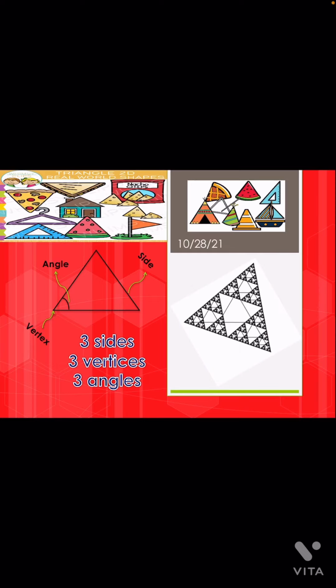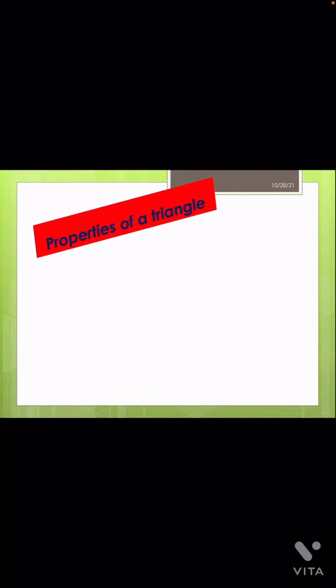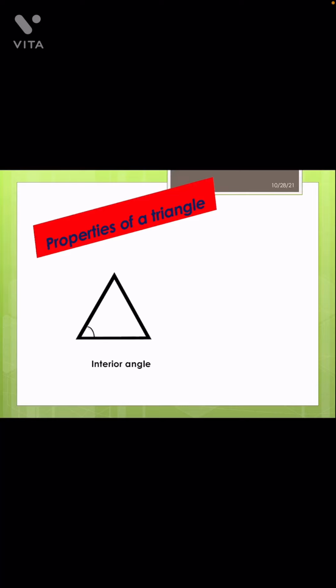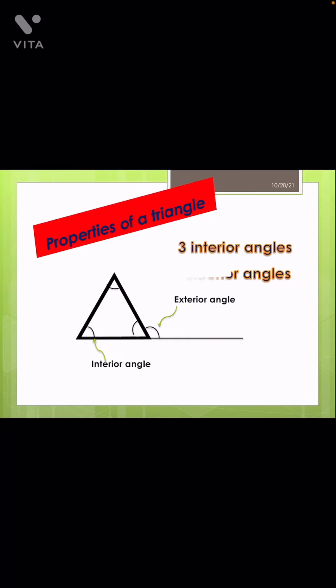Let's have a look at the properties of triangles. An interior angle is an angle that we can find inside a triangle. If we extend the side length outwards, then it forms an exterior angle. A triangle has three interior angles and three exterior angles.